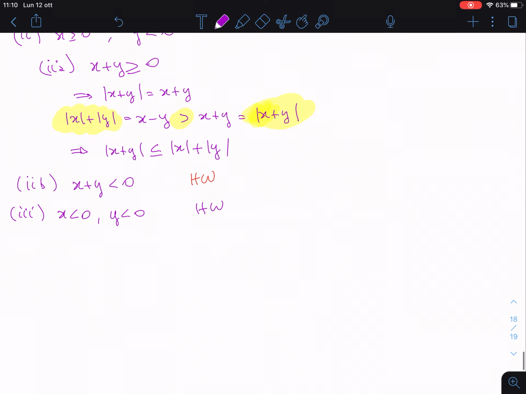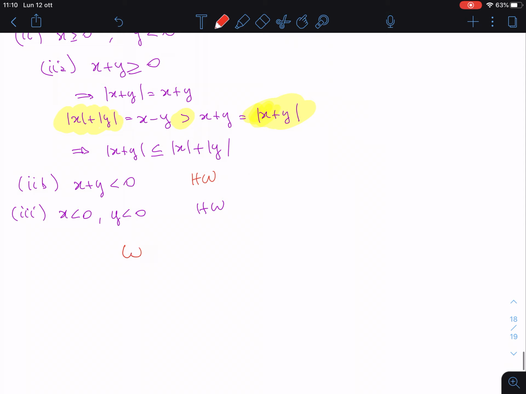I want to tell you why this is called triangular. Why this is the triangular inequality.